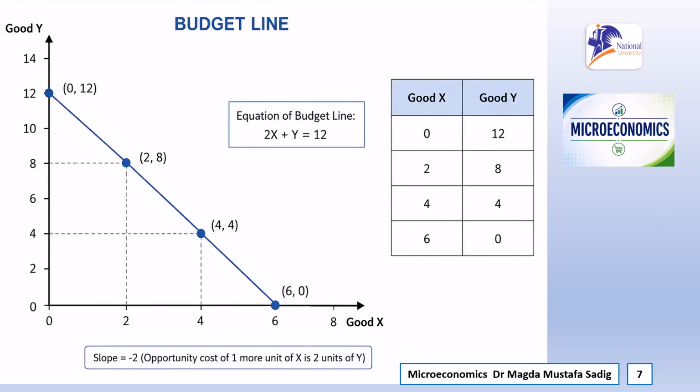Look here, this is the budget line, where the slope of the budget line is equal to the negative ratio of the price of good X to the price of good Y. You can see the different combinations of good X and good Y. The first one is when you spend your entire income on good Y, and the last one is when you spend your entire income on good X. The slope is -2 because the slope is equal to minus price X divided by price Y.